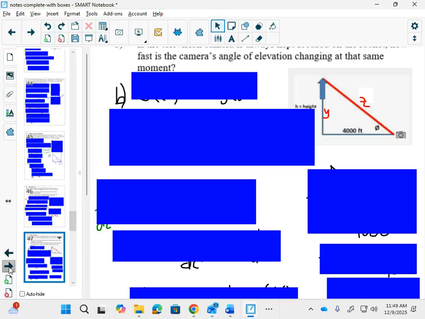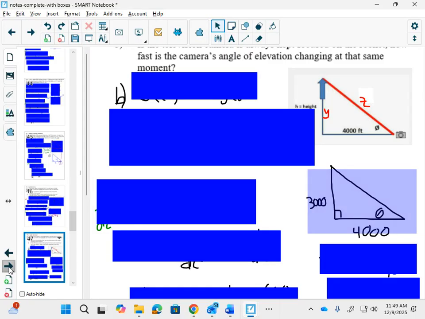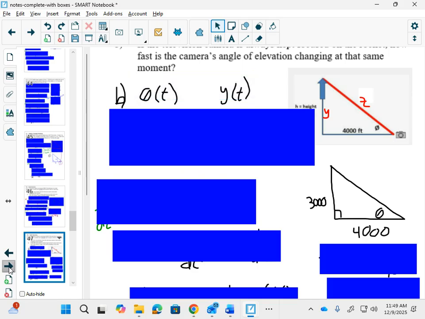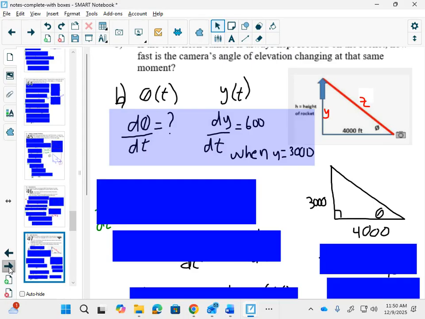So for part B, we've got the same diagram, we've got the same specific situation. Theta of t is changing, y of t is changing. Technically, z of t is still changing as well. But if I can reduce myself to using fewer variables, that's going to be nicer. And in this situation, is there a way to relate theta and just y? Yes, we can do that with tan. So we want to find dθ/dt. We know dy/dt is still 600.